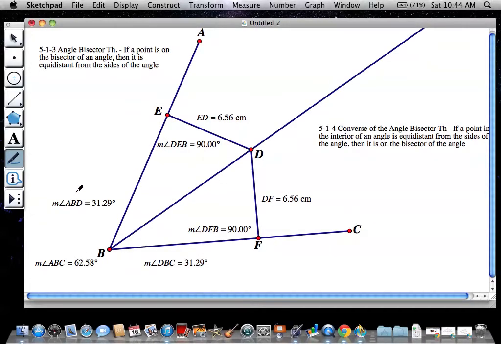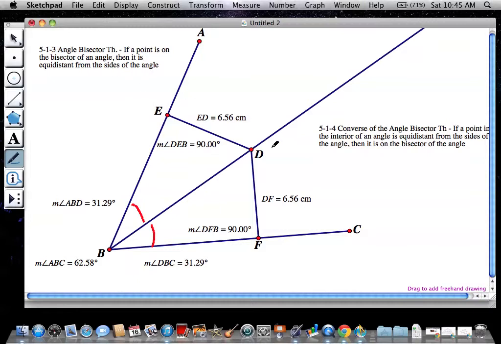All right. Now talking about distance and angle bisectors. The angle bisector theorem states that if a point is on the bisector of an angle, so D here is on the bisector, because if you notice here, DBC is 31.2, so this angle is congruent to ABD here with this angle. So that's 31.29, this one's 31.29, so that's the angle bisector.